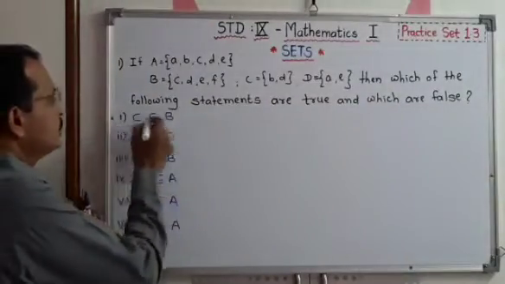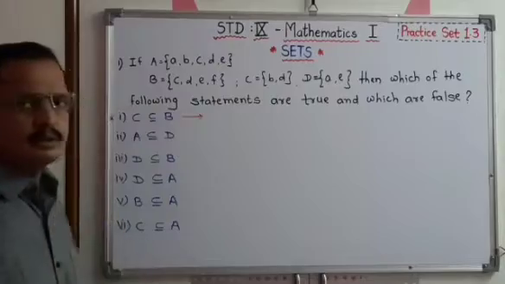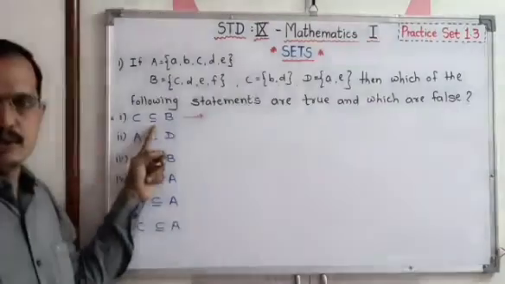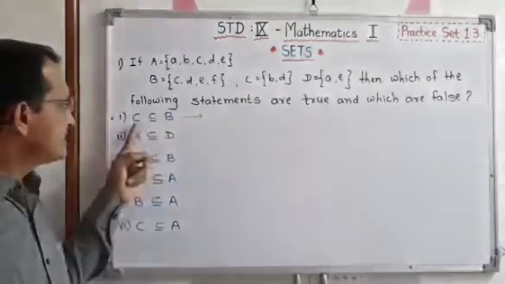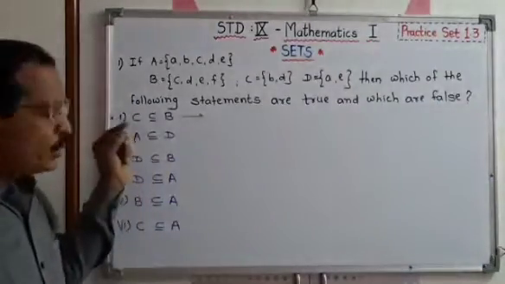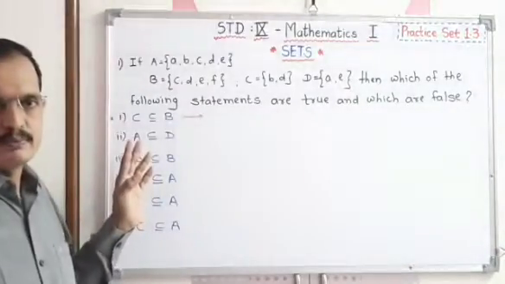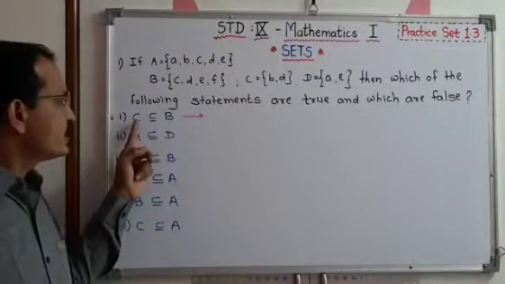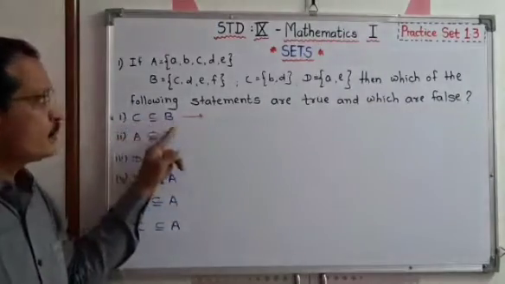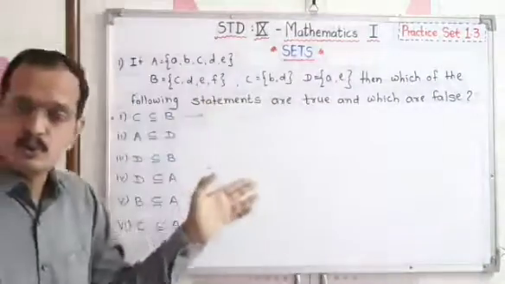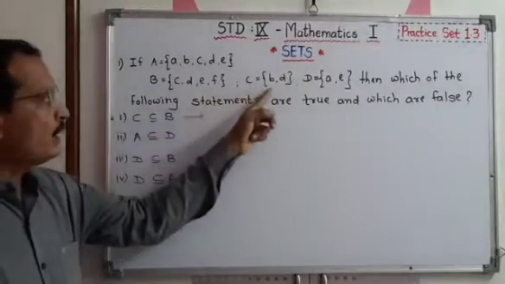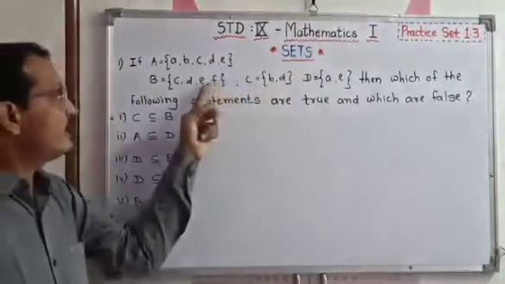Dear student, see the first statement. It is written symbolically. All of you know the meaning of this symbol. It is subset. That means C is a subset of B. This is the first statement. Now we have to decide whether it is true or false. The given statement is C is a subset of B. All of you know about the subset. If C is a subset of B, then all the elements of set C must be present in set B.